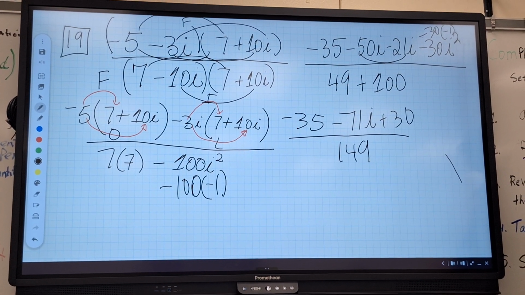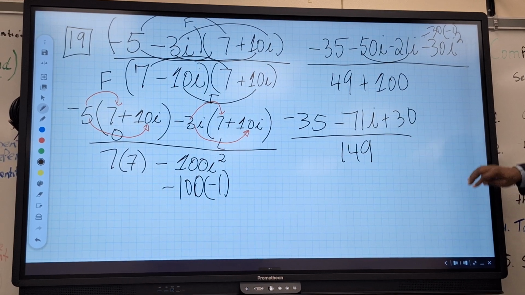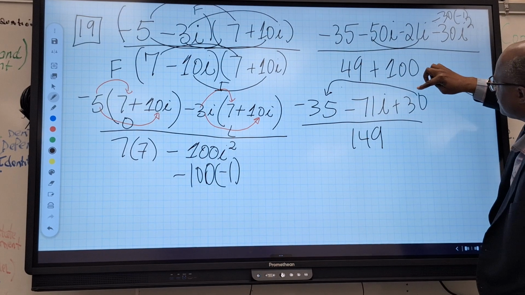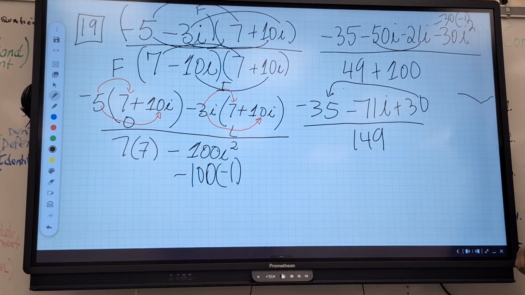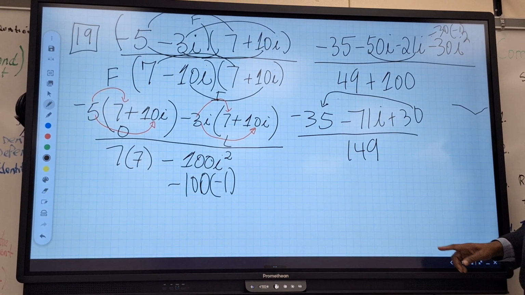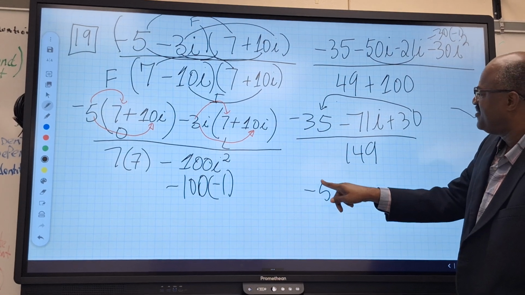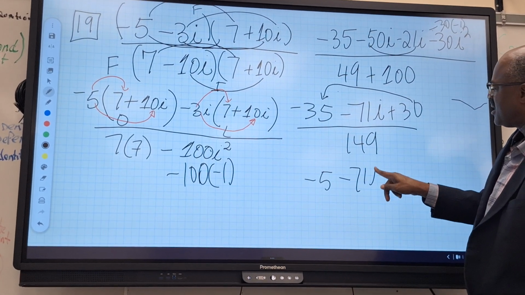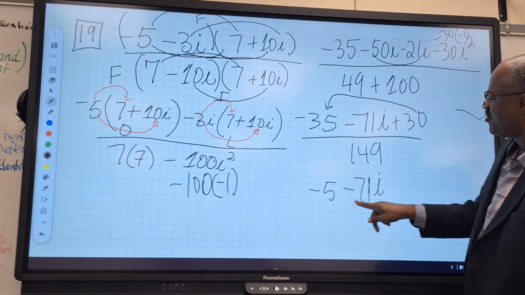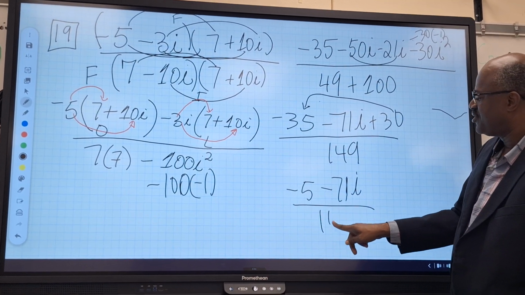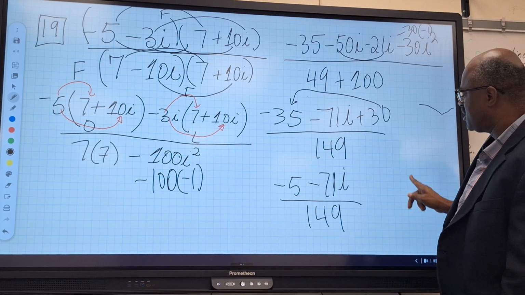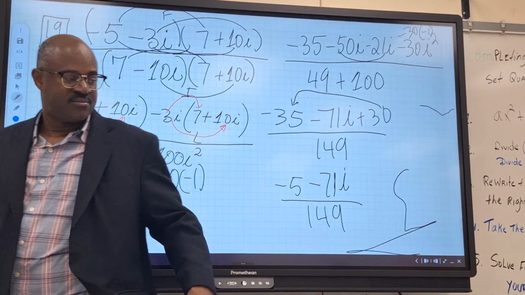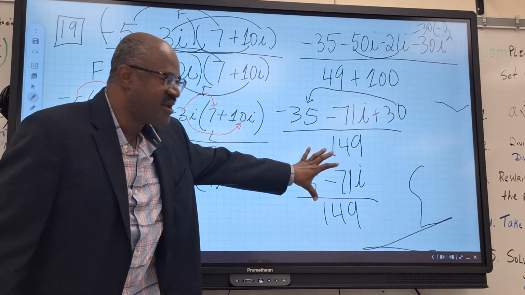What do we need to do? Combine the like terms. The like terms are the following: negative 35 plus 30 will give you negative 5, then minus 71i over 149. Then that's where you stop, and those cannot be simplified any further.